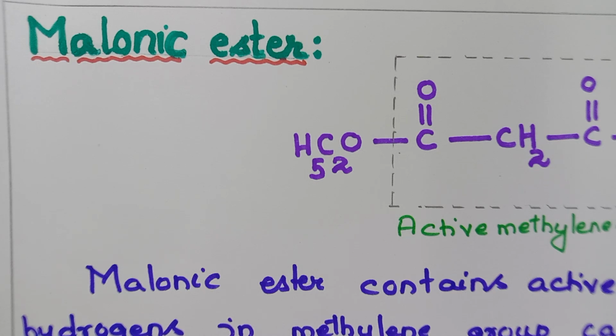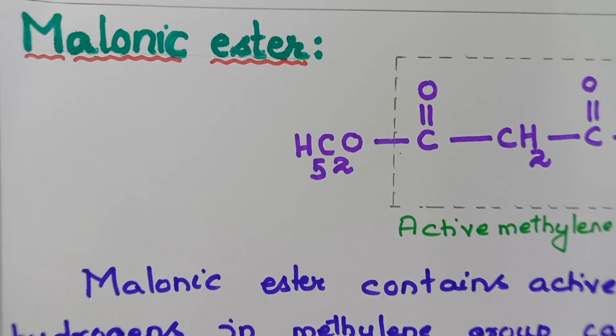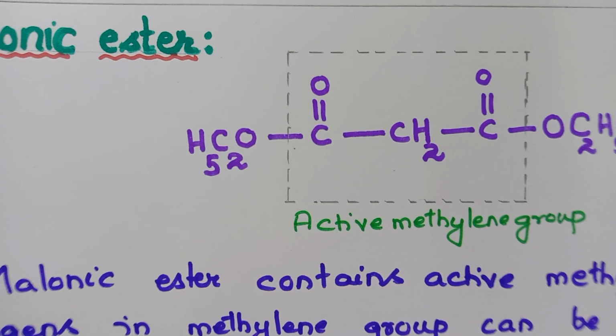What is an active methylene group, students? What is a methylene group? Do you remember? It is a CH2 group. The methylene group which is present between two highly electronegative atoms or groups, we call it an active methylene group. Now moving on to malonic ester, look at the structure.